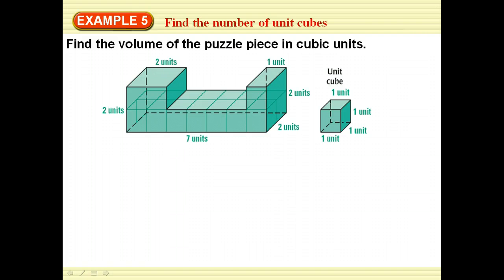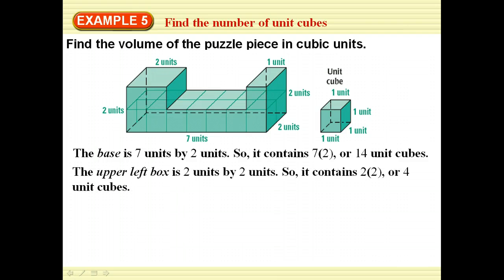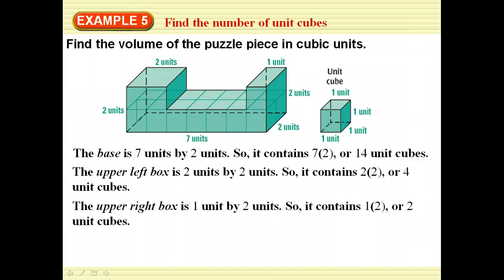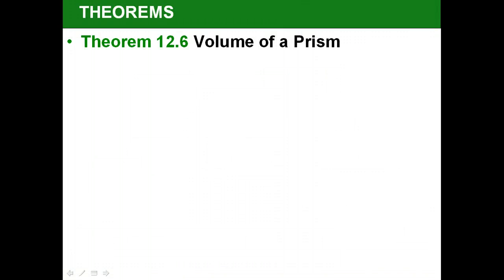So what we'll do is divide this up into sections. First we'll look at the base. The base is 7 cubes long and 2 deep, so 7 times 2 is 14. The upper left-hand box is 2 wide and 2 deep, so that is 4 unit cubes. And the upper right is 1 wide and 2 deep, so that is 2 unit cubes. So we simply add those together to get my total volume, which is 20 cubic units.